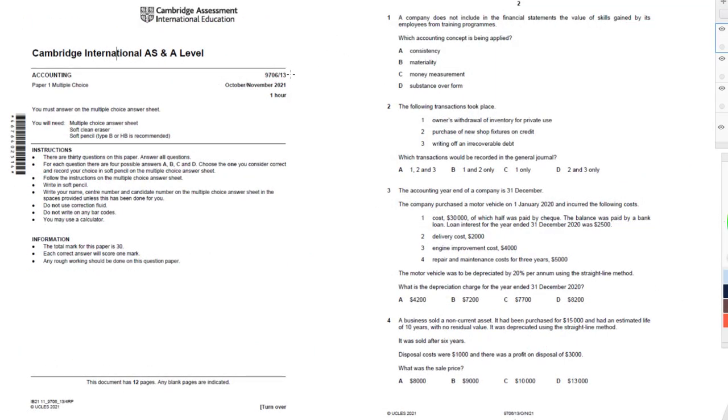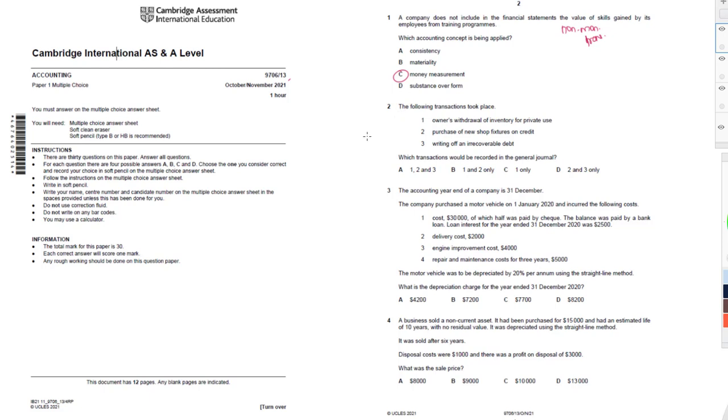Now let's start with paper number 13. Question number 1. A company does not include in the financial statements the value of skills gained by its employees from training programs. Which accounting concept is being applied? Basically, the non-monetary transactions are not recorded. That's what they're trying to tell you. So this principle is followed under money measurement.